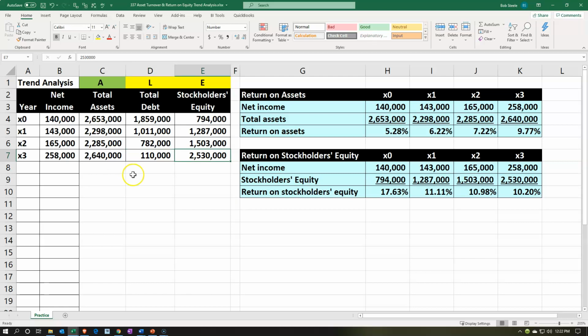So if you're going to compare these out, the proportion of equity compared to liabilities as a proportion of the total assets, the equity has gone up and the liabilities portion has gone down.